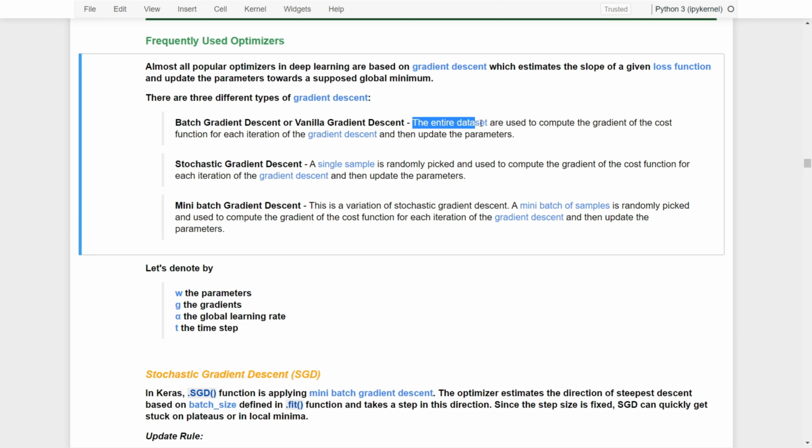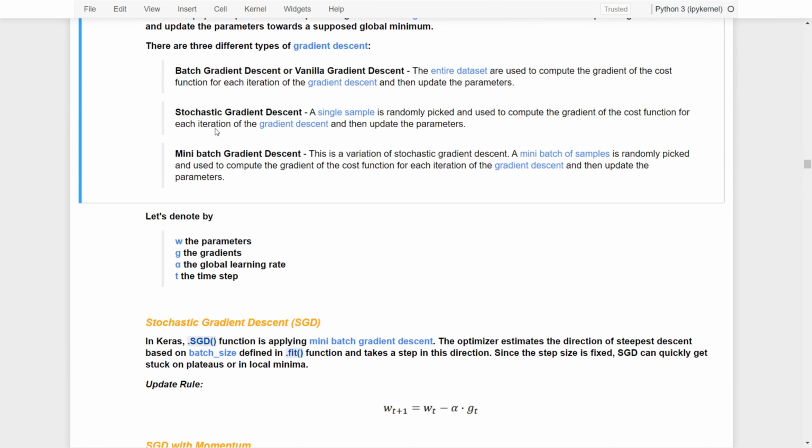That means the entire dataset is used to compute the gradients of the cost function. For each iteration, gradient descent updates the parameters based on the entire dataset. The other one is stochastic gradient descent. In this case, a single sample is randomly picked and used to compute the gradients of the cost function, and for each iteration, the gradient descent updates the parameters.